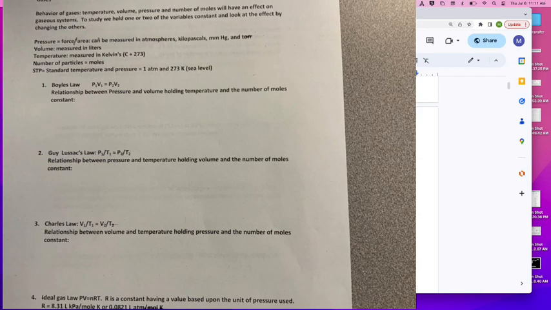So do it. What do you have to do algebraically to get pressure all by itself and volume all by itself? Ask your partner.